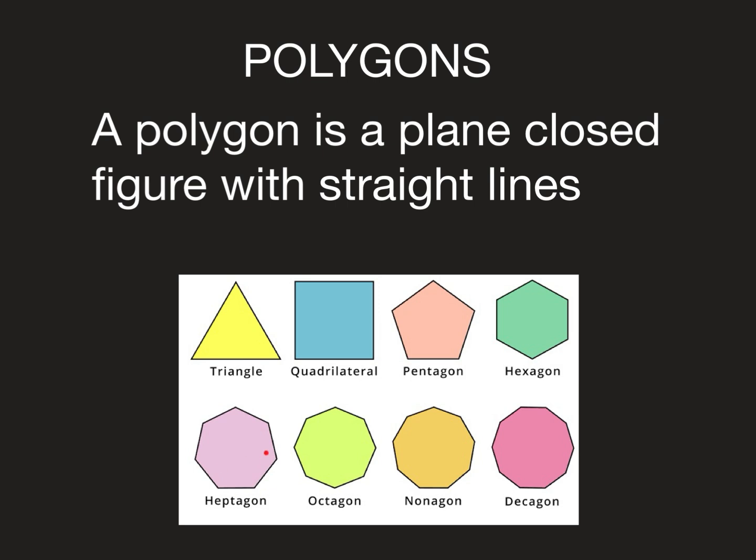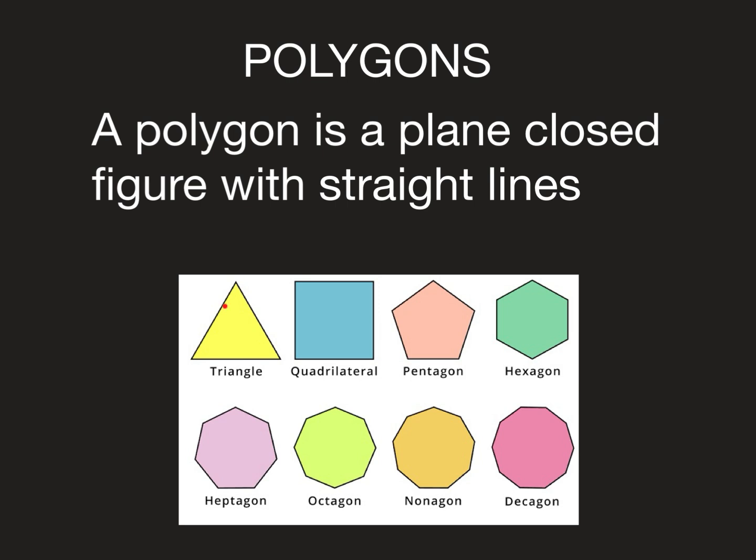If it is 7, it is a heptagon. If it is 8, it is an octagon. If it is 9, it is a nonagon. If it is 10, it is a decagon, and so on. The number of lines is the same as the number of sides of the polygon.